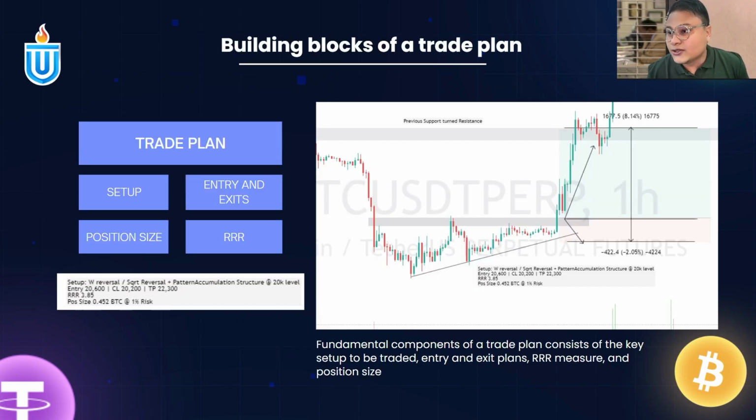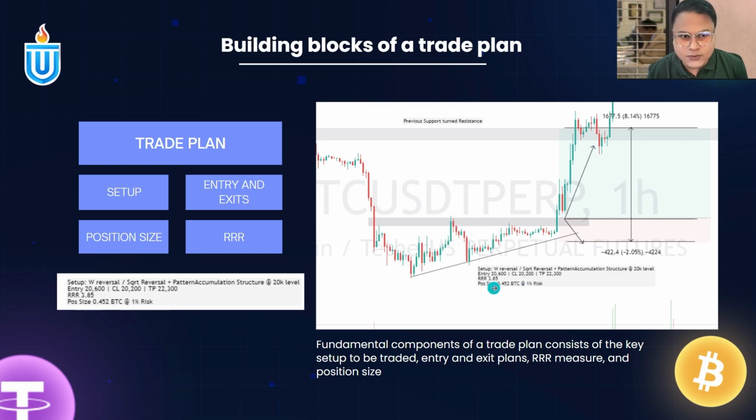Yun, dito na tayo, no, sa core ng lesson, which is yung building blocks of a trade plan. Very basic lang siya. A structured trade plan consists of having a setup, having an entry and exits, a position size, and your reward to risk ratio. So basically, dito sa picture na binigay ko, ito yung trade plan, no?